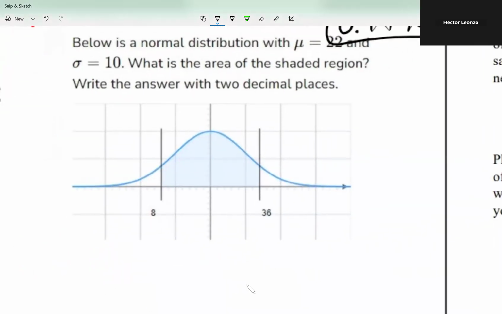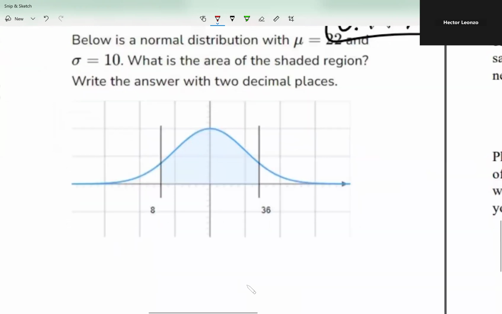Okay. Let's take a look at one last example. Below is a normal distribution. The mean is 22 and the standard deviation is 10. What is the area of the shaded region? Write the answers with 2 decimal places. So first I need to find 2 z-scores.